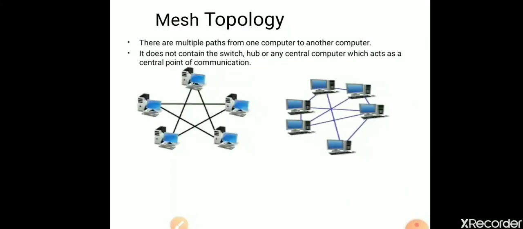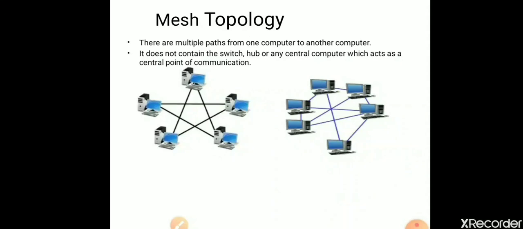Next one, that is the mesh topology. There are multiple paths from one computer to another computer in a mesh topology. It does not contain a switch or a hub or any central computer which acts as a central point of communication. Below you can see two figures which depict two types of mesh topologies.